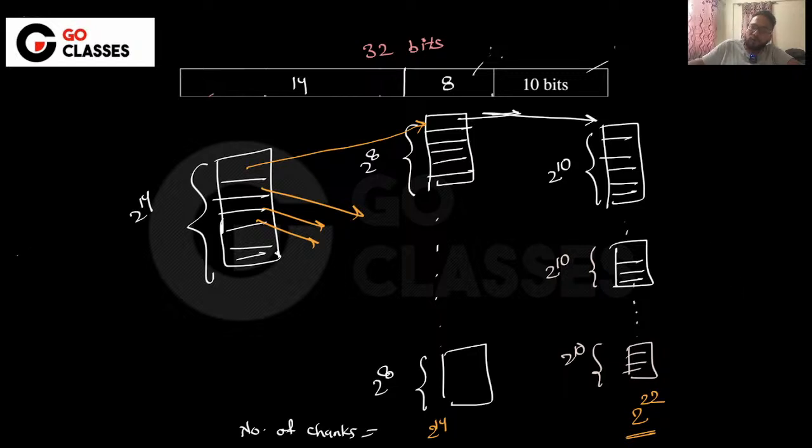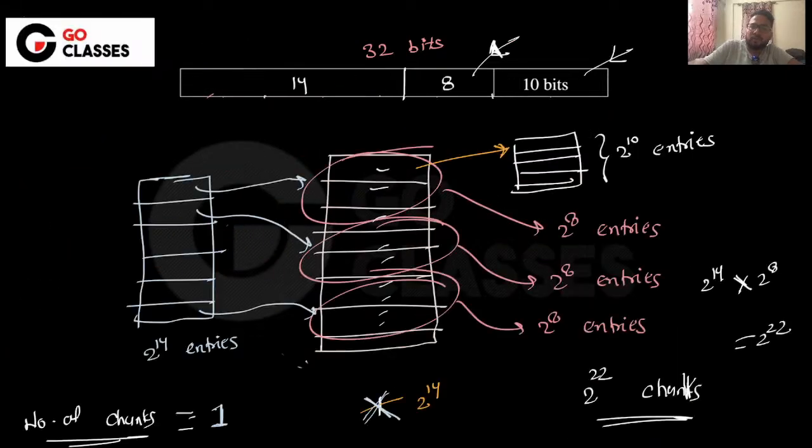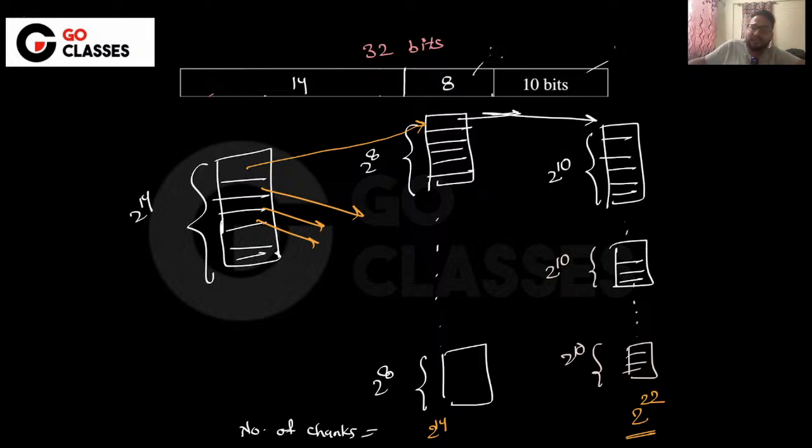Now what we will do, we will divide this 2 power 14 into multiple parts. Let me divide this also into multiple parts, right? It depends how we are dividing. You can divide in any number of parts. Let's suppose again I am saying that each chunk is having 2 power 8 entries. So let's suppose I am dividing in such a way that each chunk is having 2 power 8 entries.